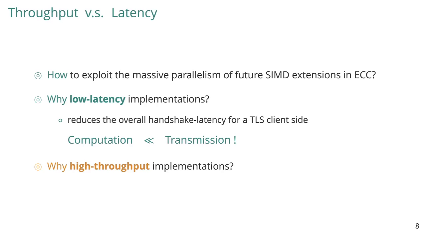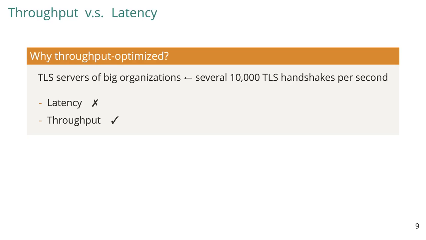So why do we research high-throughput implementations? It could now be argued that the scalar multiplication is not only needed on the client side, but has to be performed also by the TLS server. Indeed, TLS servers of big organizations like Google or Facebook may be confronted with several 10,000 TLS handshakes per second, and a faster scalar multiplication will help them to cope with such extreme workloads.